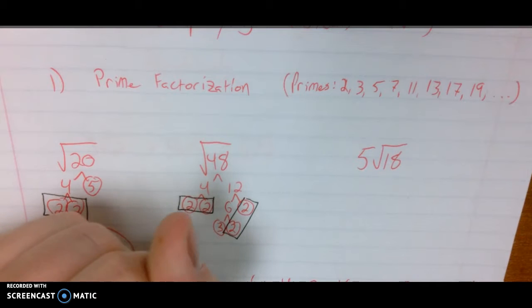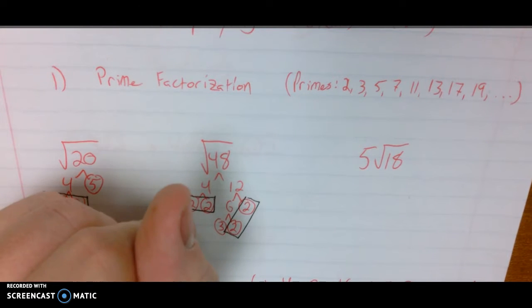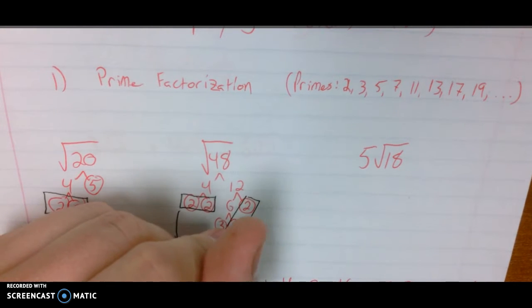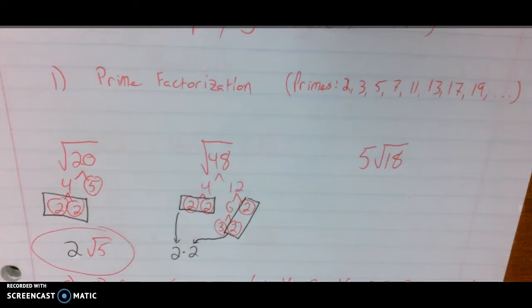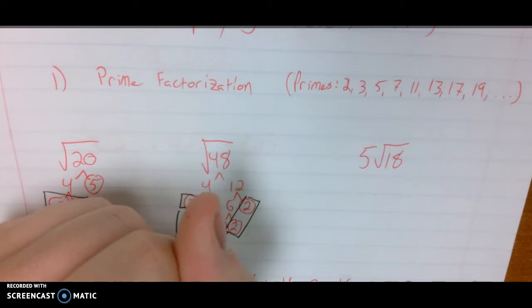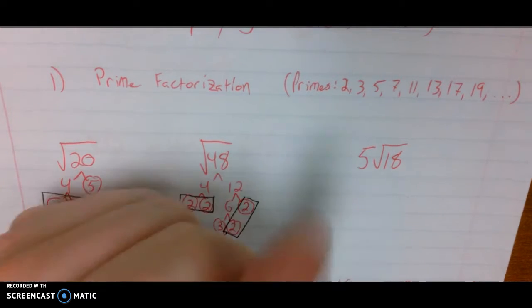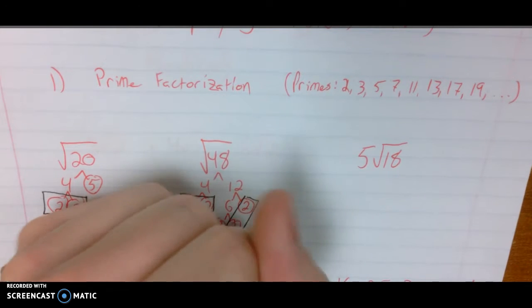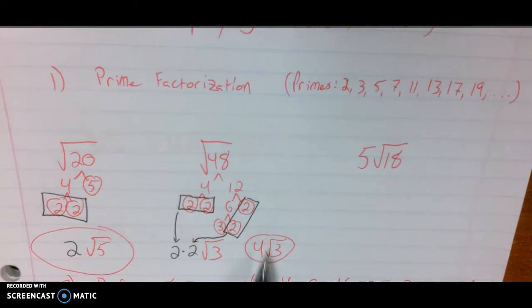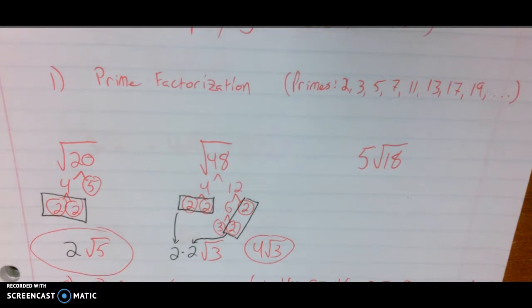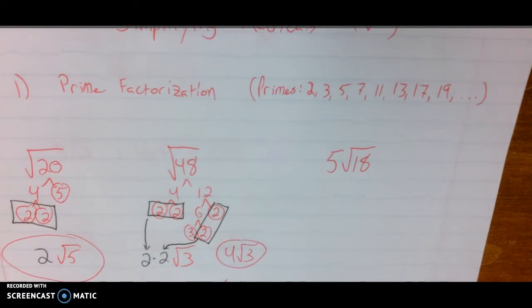So I've got a 2 and then another 2. So each 2 comes from having a pair of 2's. And then trapped underneath the radical was the 3, the lonesome 3. So if I were to multiply those, let's see, 2 times 2 is 4. So the square root of 48 actually reduces down to 4 rad 3. All right, last one. We have 5 rad 18.